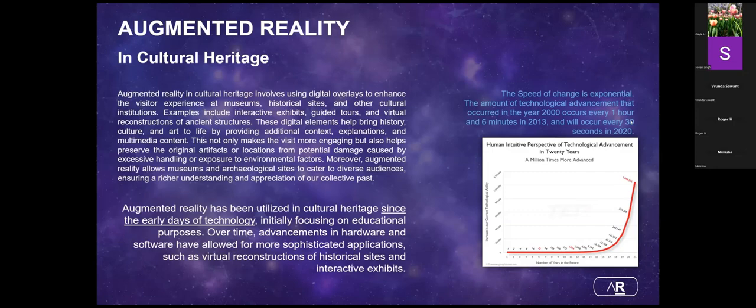So we have on the right side of the slide a statistic that goes along with the idea that several colleagues have presented in the previous days, that augmented reality is changing exponentially. The statistics say that the amount of technology advancement that occurred in 2000 happens in 1 hour, 60 minutes, in 2013. But when we arrive at 2020, this change already occurs in 30 seconds. So you can see this exponential change that I just mentioned.